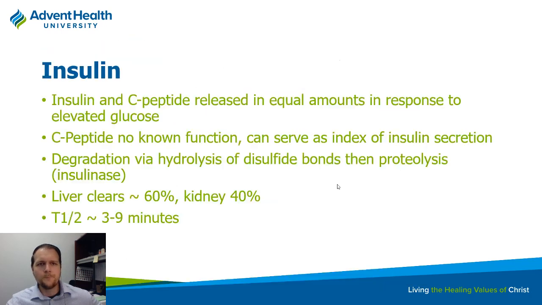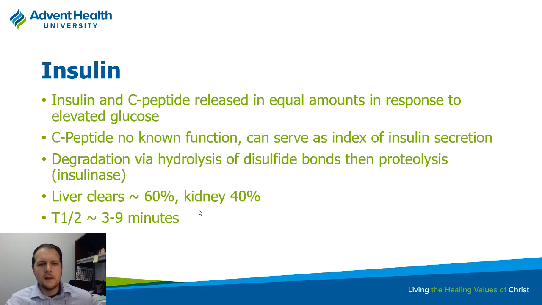I will make some important points about that a little bit later on when we talk about our different types of insulin though. So as I mentioned, C-peptide doesn't really have much of a function, but can serve as sort of an index of insulin secretion. Sometimes they'll measure it to see just how much insulin should be released, because there should be a one-to-one measure between C-peptide and insulin molecules.